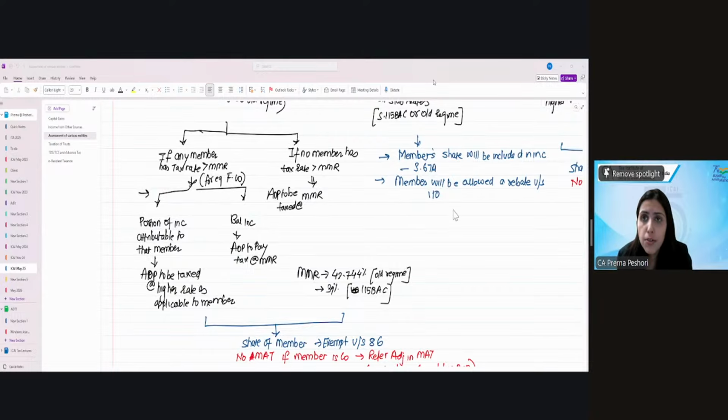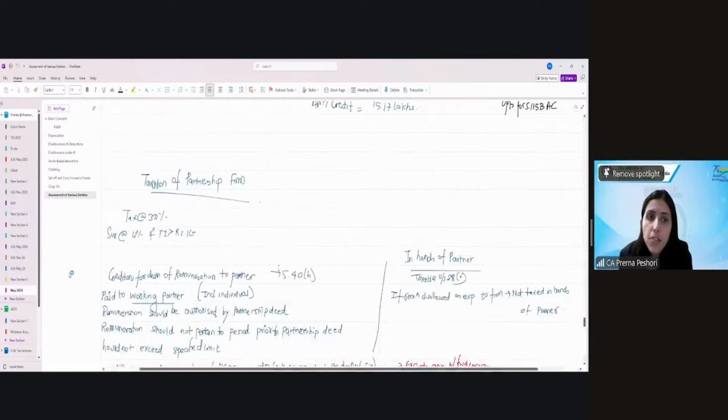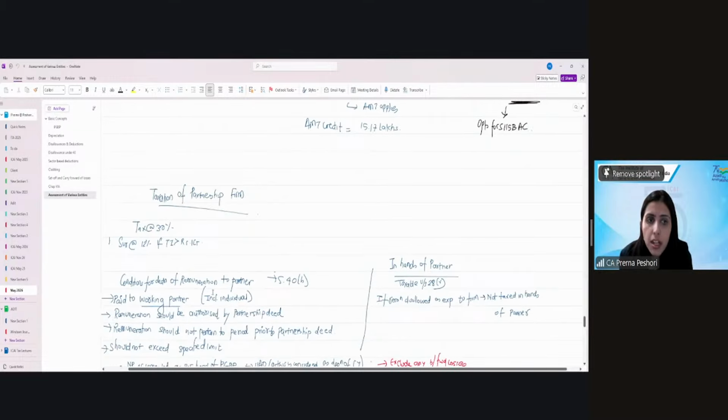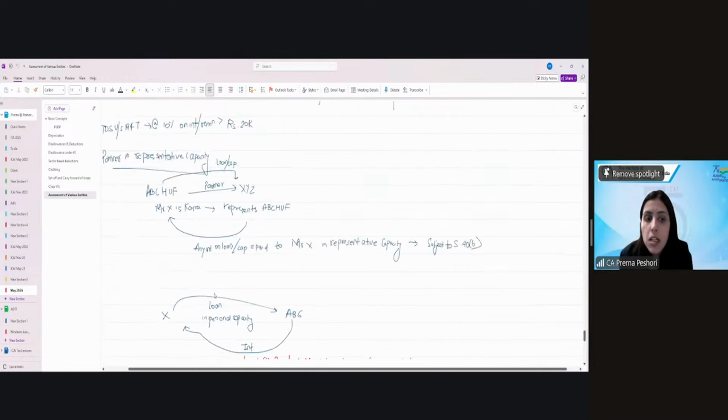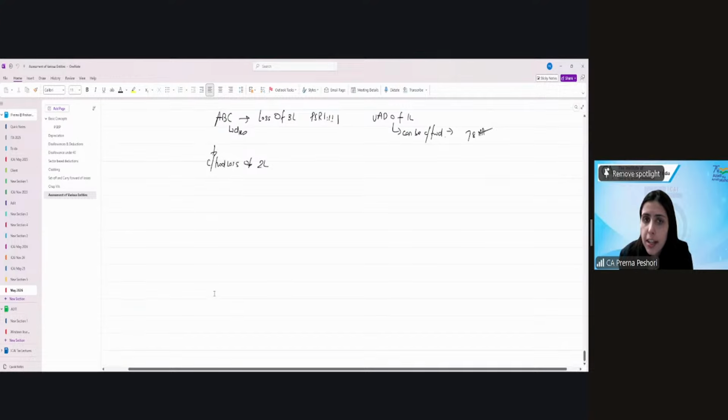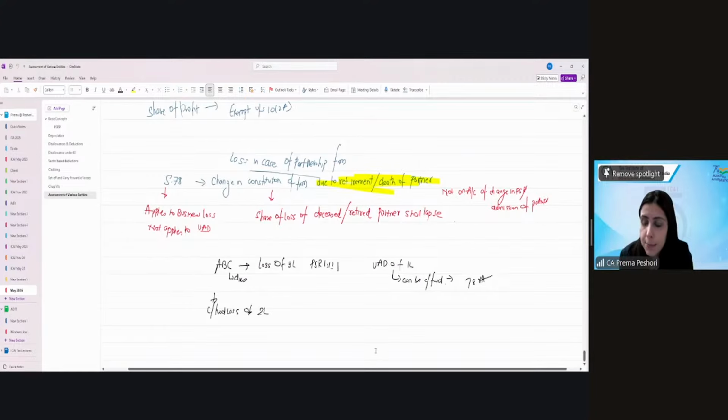What we are going to do today is start with the assessment of the AOP and BOI. We have done till taxation of the partnership firm. Can anybody recap the taxation of partnership firm that we did in the last class?